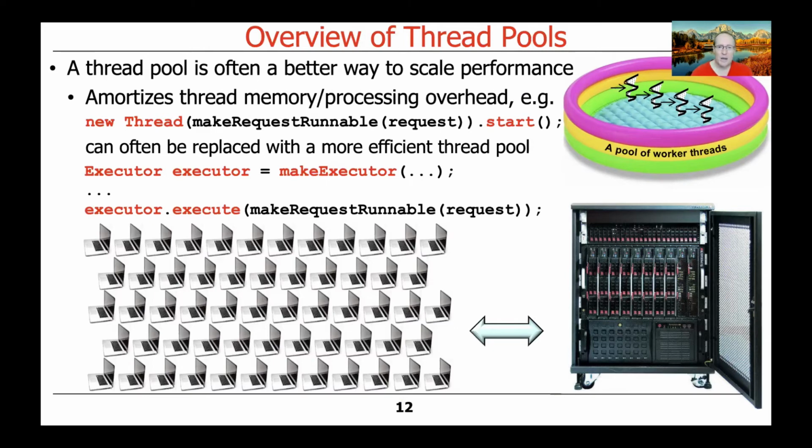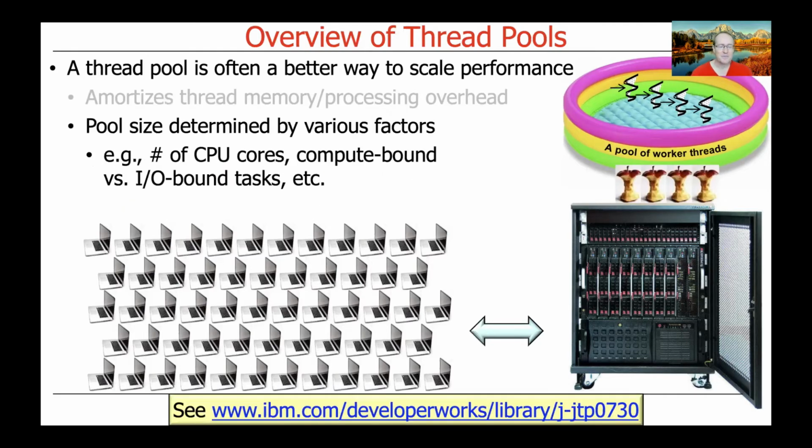So here's a way you might do this. This is just a little pseudocode to start orienting your thinking about this. We'll look at more details shortly. In this particular example, something that allocates a new thread for every request could be replaced with something that makes an executor, and we're going to talk about the different kinds of thread pools you can have with executors in a minute. And then when a request comes in, you make yourself a request runnable, and then you call the execute method on the executor. And as we'll see, that does some clever things behind the scenes.